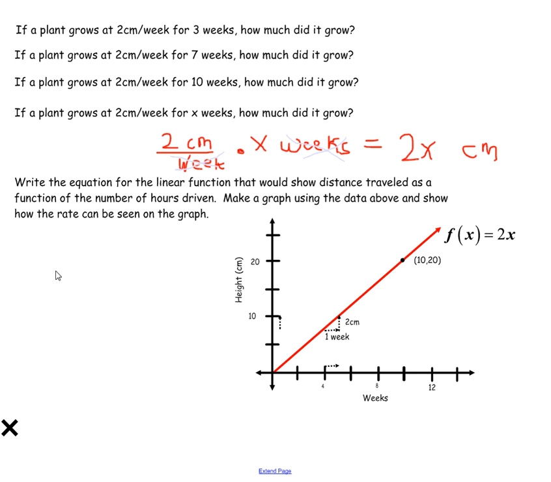And if a plant grows at 2 centimeters per week, the rate is 2 centimeters per week. The slope of the line is 2, and the equation is 2 times x number of weeks. So we have 2 centimeters per week times x weeks. That gives us a centimeter function.